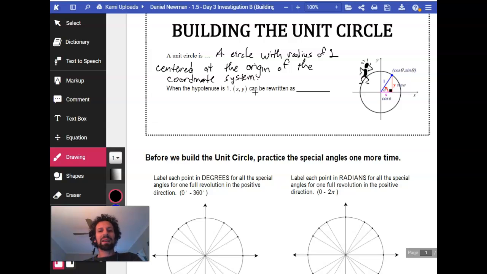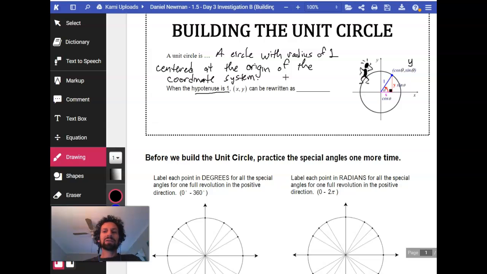bases. It says when the hypotenuse is 1, x, y can be written as... So let's go ahead and take a look at the graphic here. Well, here we have a hypotenuse length of 1 right here. And theta is right here. So the opposite side to theta is, of course, our sine. Sine is opposite leg. And we see that the opposite leg is actually the vertical leg. So that means the y coordinate here is the length of the vertical leg.